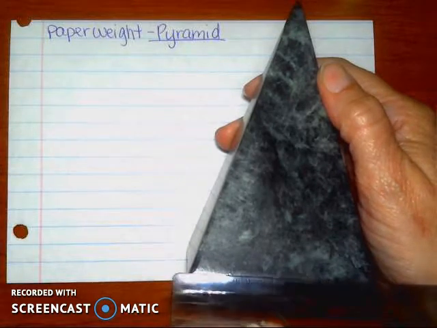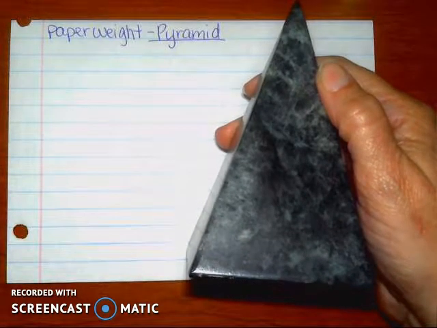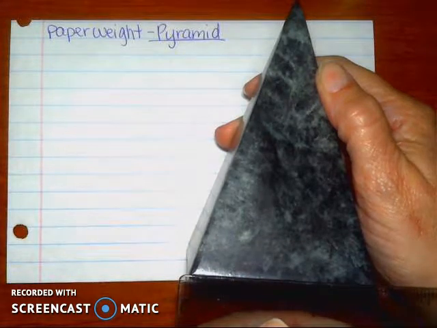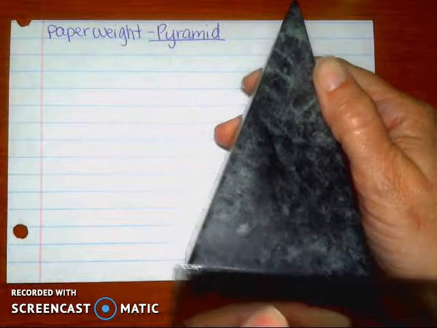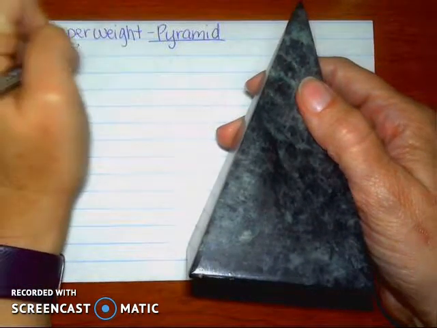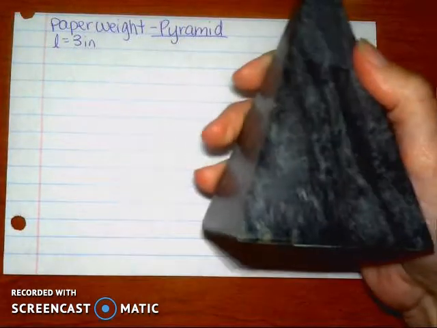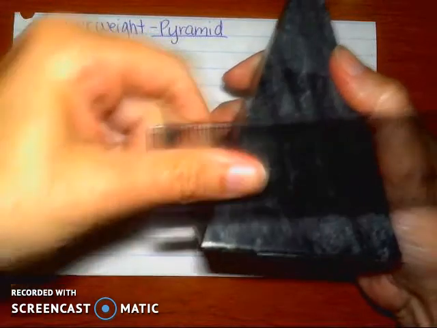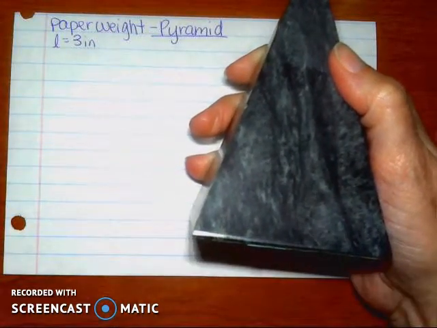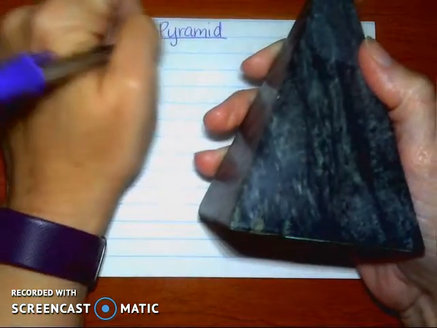So if I take my ruler, actually measure this one in inches, I get about a 3-inch base. So my length is 3 inches. If I turn it, my width is also 3 inches, which makes it a square pyramid.